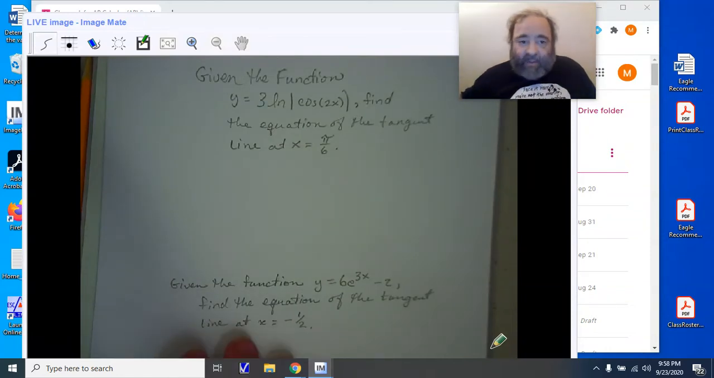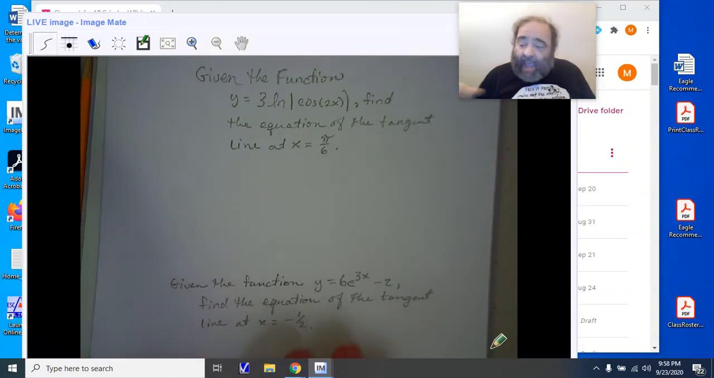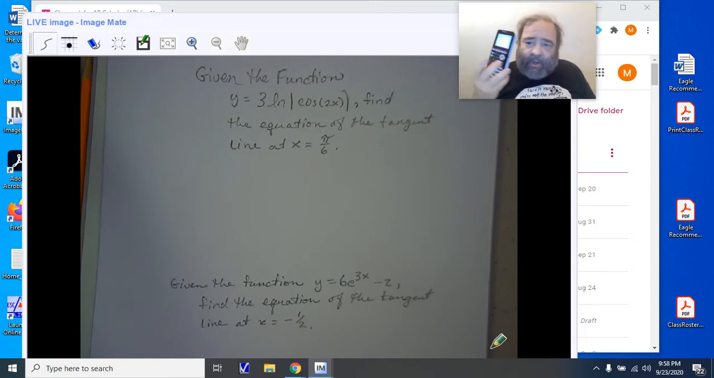Welcome, Hornets. In this lesson, we're going to be taking a look at how we use our calculators to find the equation of a tangent line. So we want the calculator to do the work for us, and we need to look at it carefully to be able to do it.